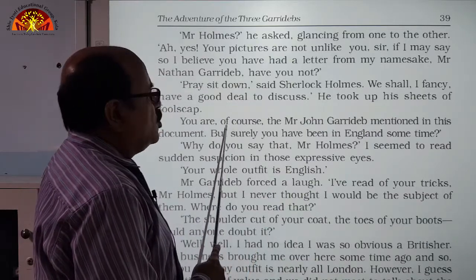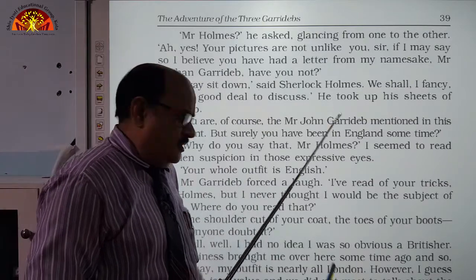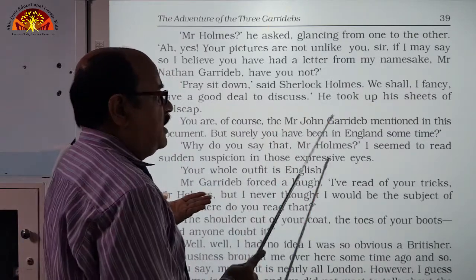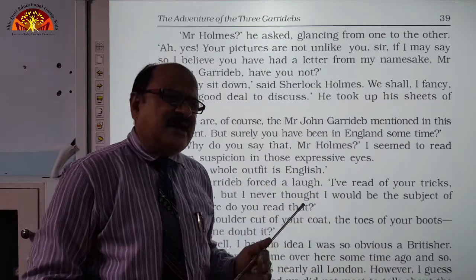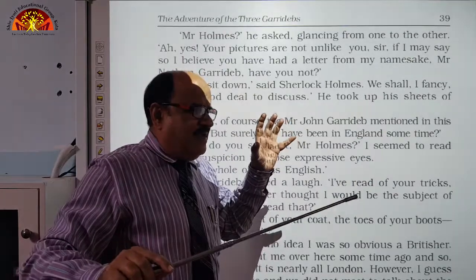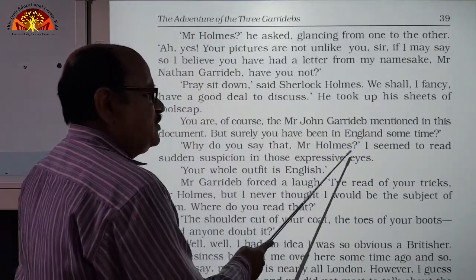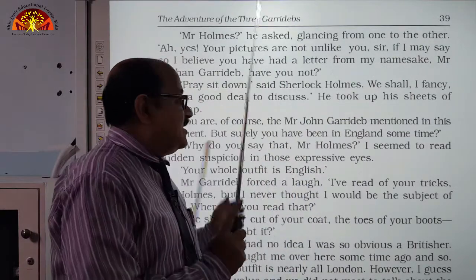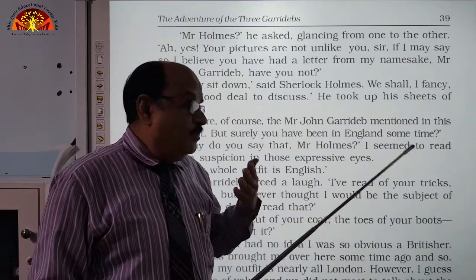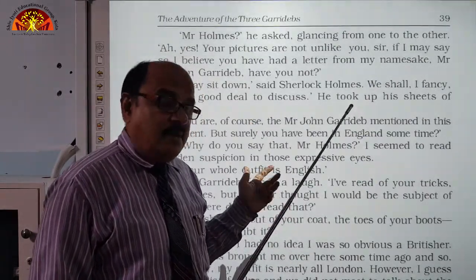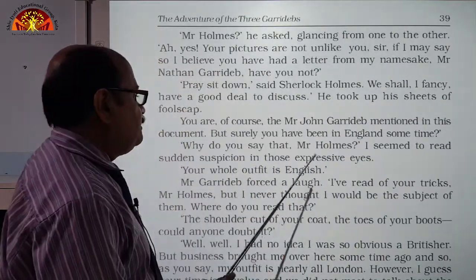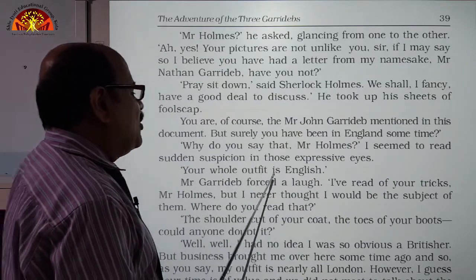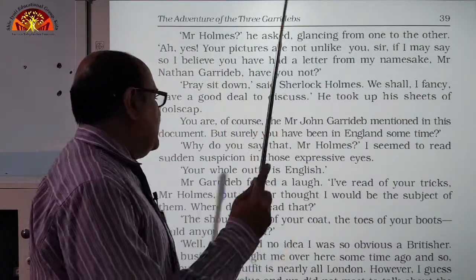So Sherlock Holmes is saying, Mr. John Gairdeb, as you have mentioned in the document, in this way he just went through the document and he said, as these documents say that you are Mr. John Gairdeb, right? But surely you have been in England some time, I can guess that you have spent some of your life in England also. Why do you say that, Mr. Holmes? I seem to read certain suspicion in those expressive eyes. So when he asked, why do you say that, means why do you say that I look like a British person, from the UK, United Kingdom. So Sherlock Holmes, being a detective, he caught his eyes and he caught him, but he did not say anything. Oh, your whole outfit is English, means your dressing sense is like that of English people, means British.